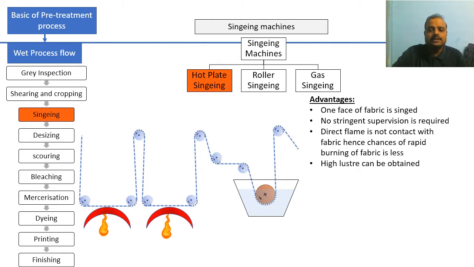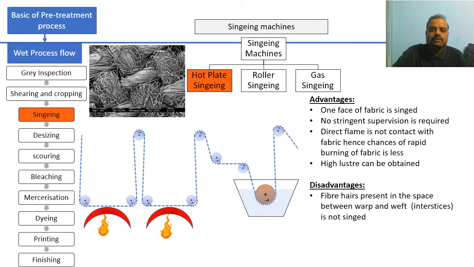Next advantage is, high luster can be obtained. Yes, if someone passes a fabric under tension over the hot surface, in that case luster will be improved, right? The fabric is more lustrous. If someone wants a lustrous fabric, they can go through this type of singeing machine.